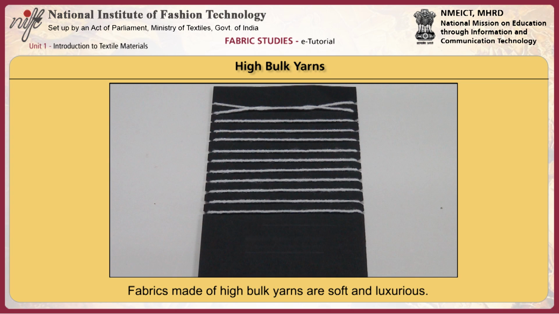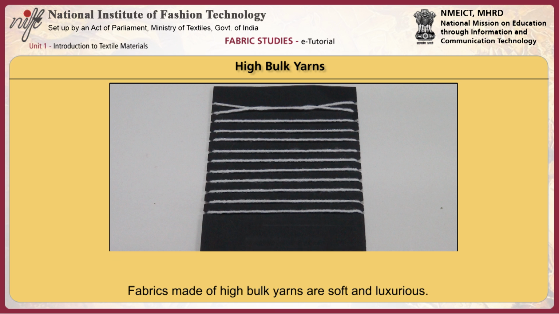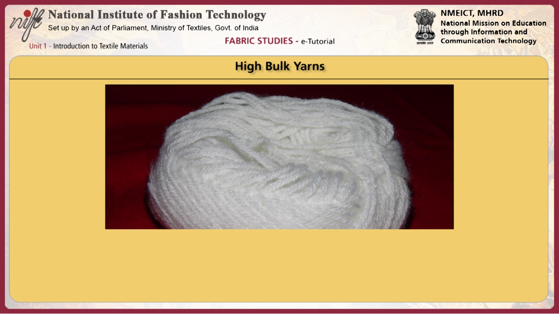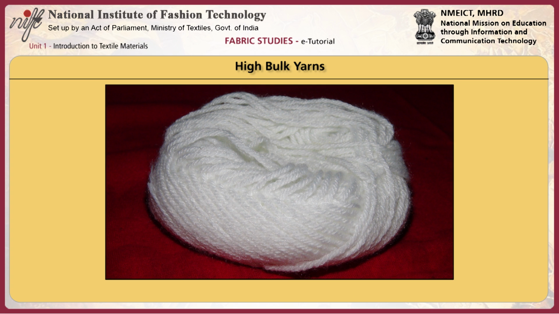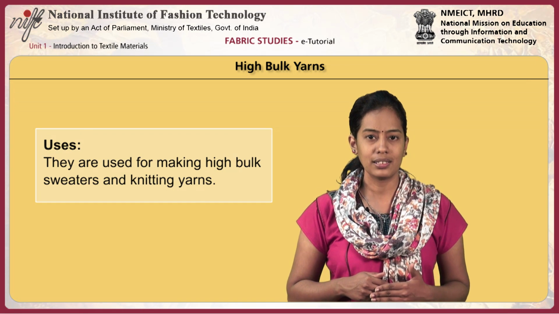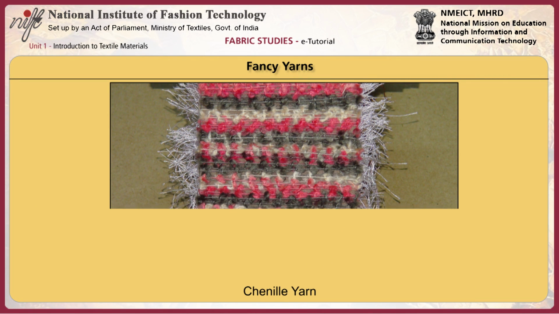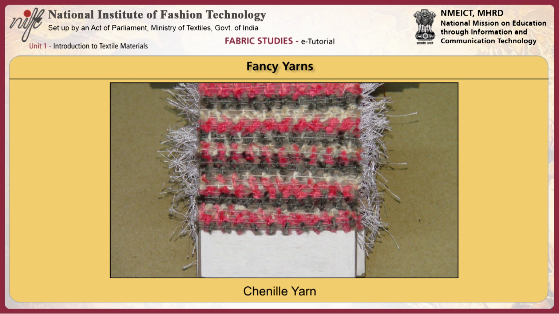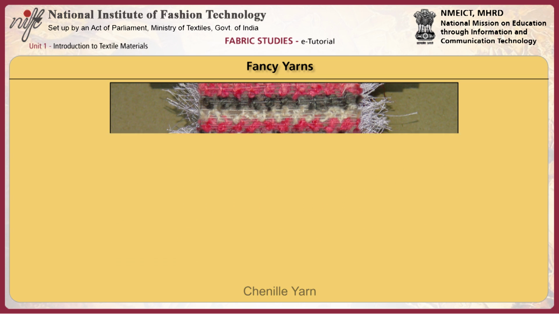High bulk yarns are made of specially processed acrylic fibers which have exceptional bulk, loft and softness without stretch. Fabrics made of high bulk yarns are soft and luxurious. They are used for making high bulk sweaters, knitting yarns, etc. Fancy yarns have interesting surface textures and are generally used for decorative purposes. These yarns are manufactured with certain irregularities such as thick places, knots, curls and bumps.